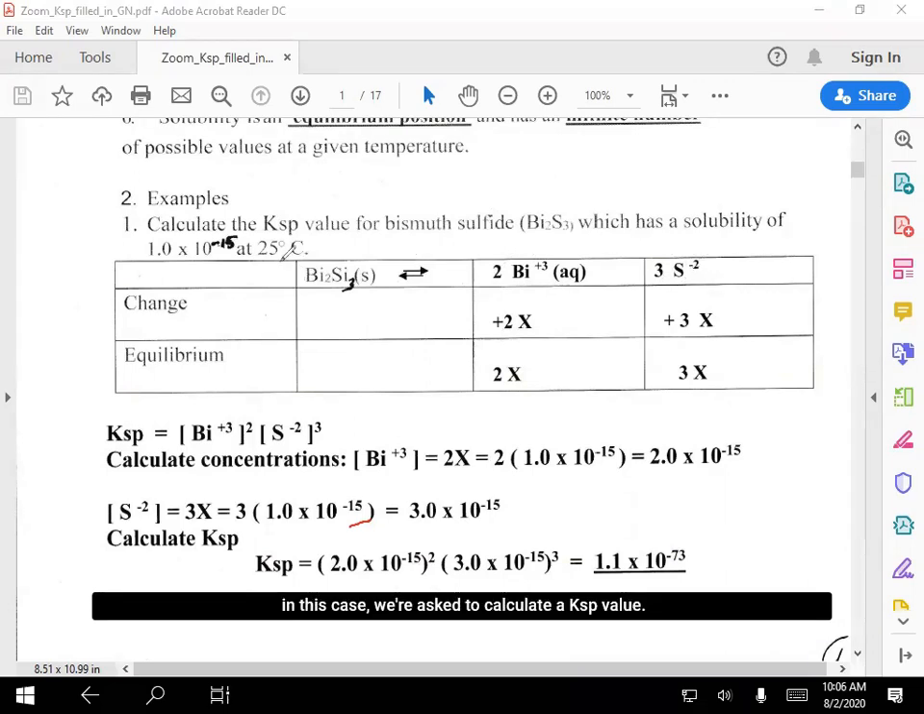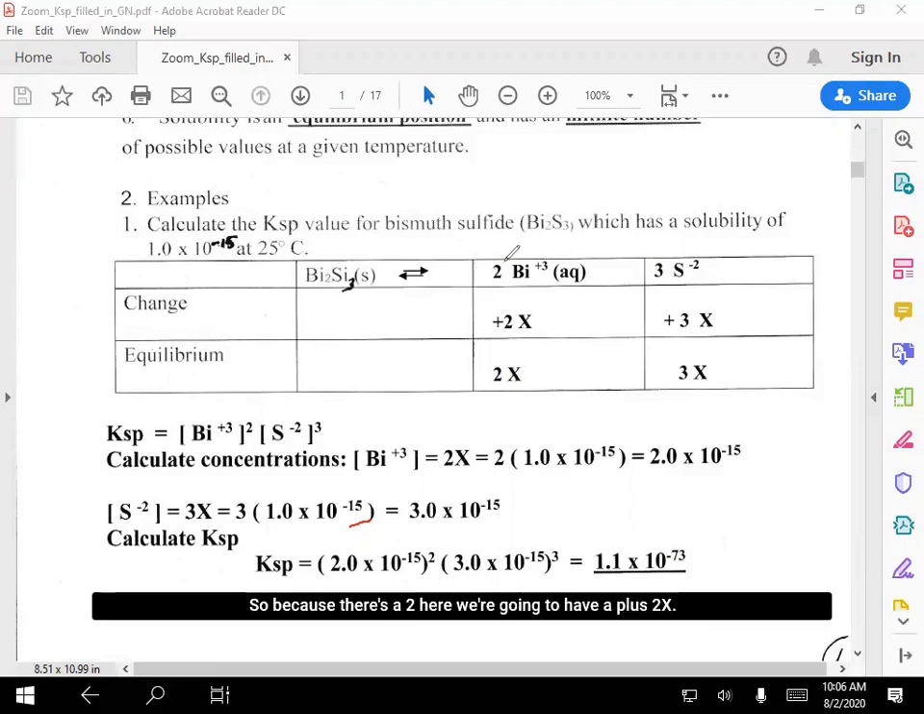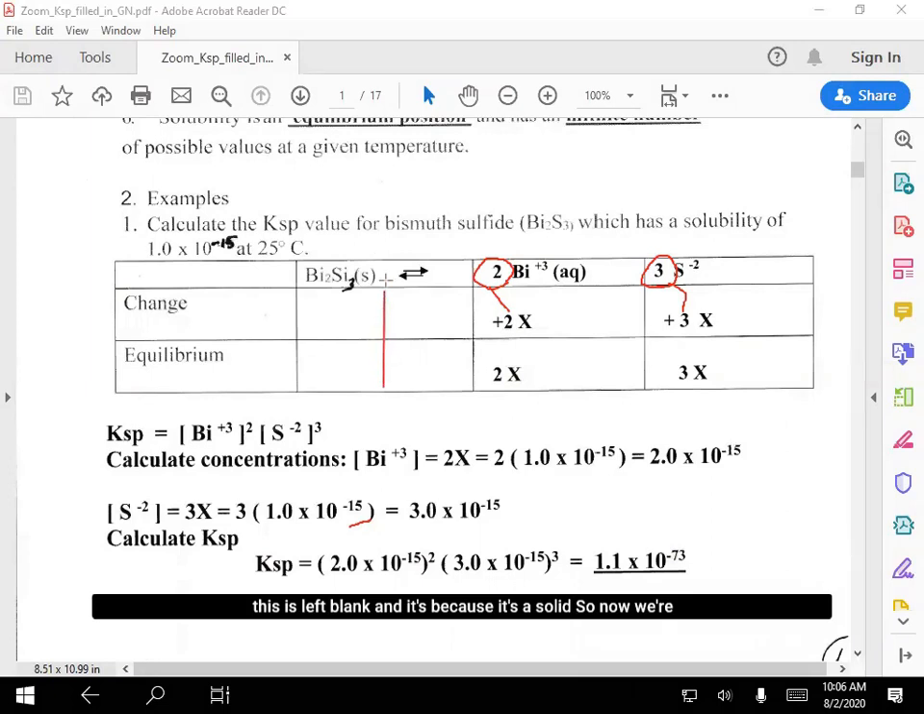So in this case, we're asked to calculate a Ksp value. We don't have any initial values, so we're not going to use the I row of the table, but we will use the change. So because there's a 2 here, we're going to have a plus 2x. Because there's a 3 here, we're going to have a plus 3x. And then our equilibrium will be 2x and 3x. And notice that this is left blank. And it's because it's a solid.